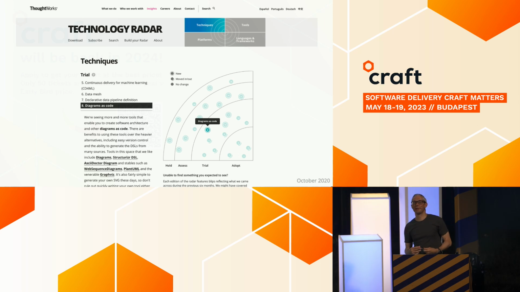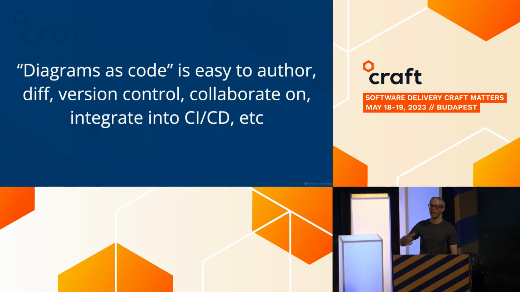So back in 2020, Diagrams as Code blipped on the ThoughtWorks Tech Radar. Diagrams as Code is basically a way that instead of using a UI to drag and drop boxes, we're writing a short piece of text, and we're using tooling to generate diagrams for us. Diagrams as Code is therefore an inherently text-based approach.